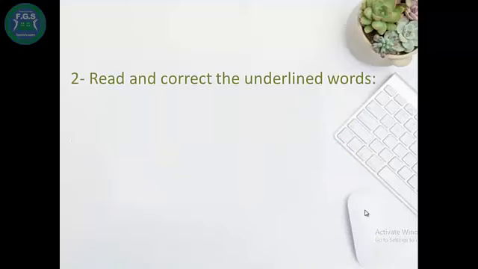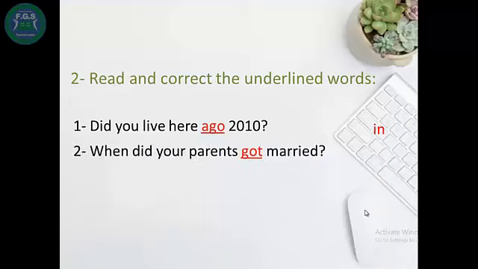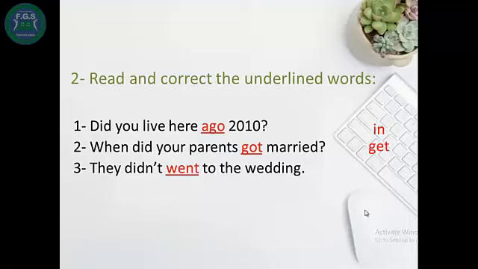Number 2, read and correct the underlined words. Number 1. Did you live here ago 2010? In 2010. We use in, then the past year. Number 2. When did your parents got married? When did, then the subject, then the infinitive. Get, excellent. Number 3. They didn't went to the wedding. Didn't plus the infinitive, didn't go.